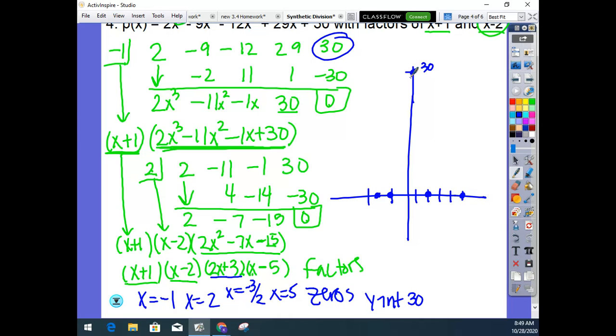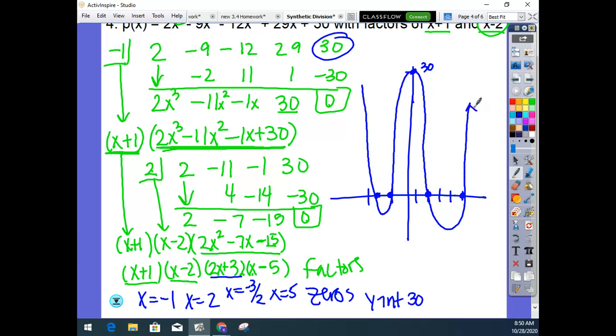Now, x to the fourth is more of a W shape. We start up top, come down, catch both of these, go back up to get the 30, and there's my W. So that's an x to the fourth example. You have to do your synthetic twice so that you get to a quadratic that you can factor.